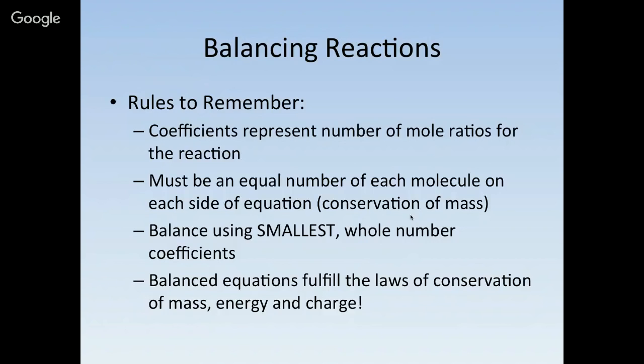You want to balance using the smallest whole number coefficients, meaning when you balance it, you might end up with higher numbers. You want to always check before you write down your final answer that you have reduced it as much as you possibly can. Sometimes it's easier to figure them out a little with higher numbers, but then just make sure at the end you end up with the smallest numbers possible. So if everything's divisible by 2, make sure you divide it by 2. And then remember, balanced equations always fulfill the law of conservation of mass, energy, and charge. Charge we do a lot with balancing redox reactions. The law of conservation of mass we've been doing with balancing actual reactions.